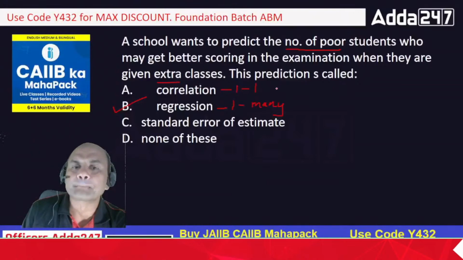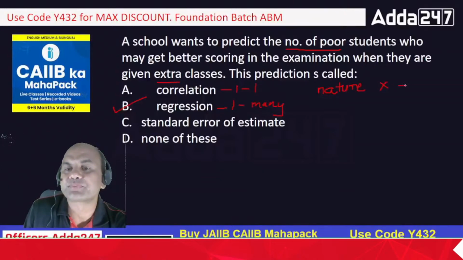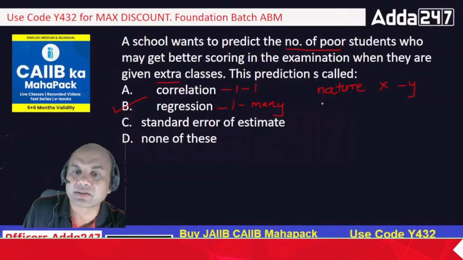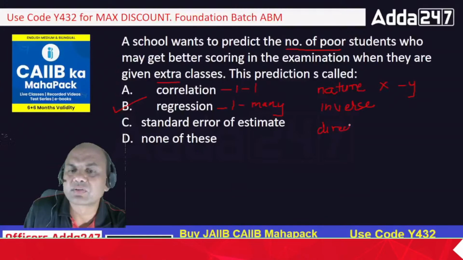See here, always remember, many of you might be confused between these two words, correlation and regression. What is correlation? It gives you the nature basically. Nature of relationship between X and Y. Nature means what? Whether it's upward or downward, means inverse. See here, inverse relationship, or whether it is direct relationship. You'll say, what is this, sir? Direct and inverse. Always remember this.